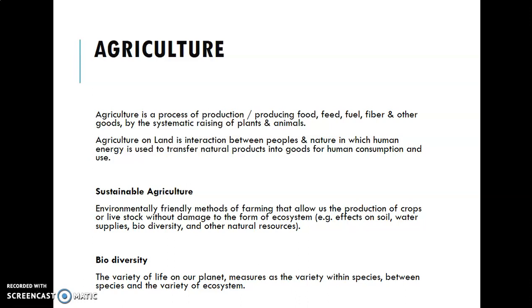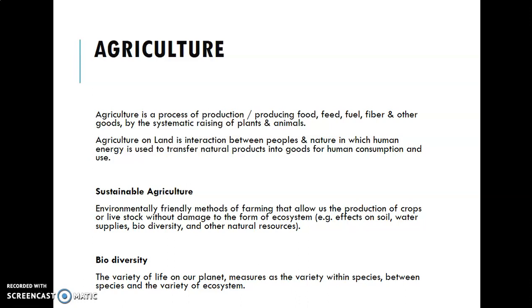So the next topic is sustainable agriculture. Sustainable agriculture means environmentally friendly method of farming that allows us the production of crops or livestock without damage to the form of ecosystem. Ecosystem means effects on soil, water supplies, biodiversity and other natural resources.